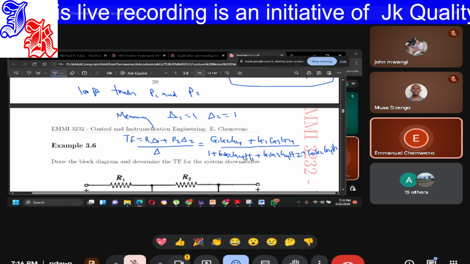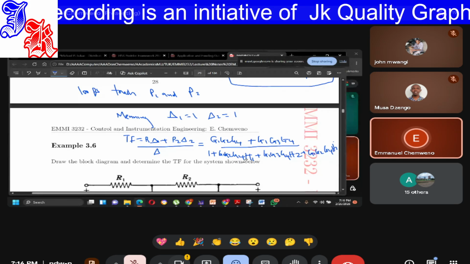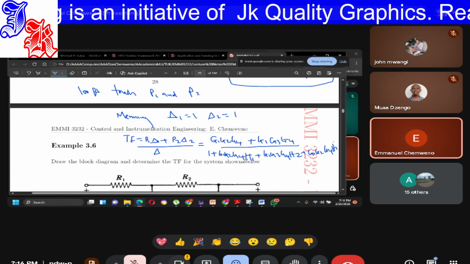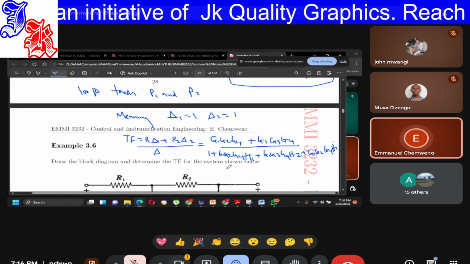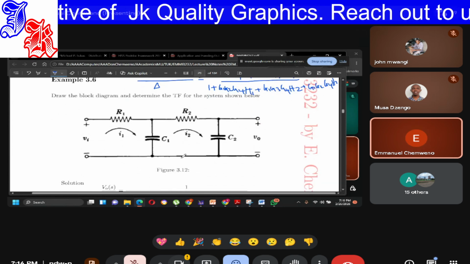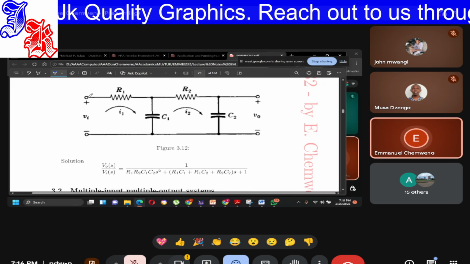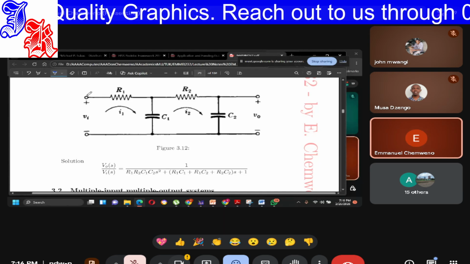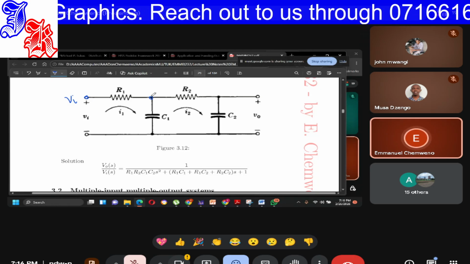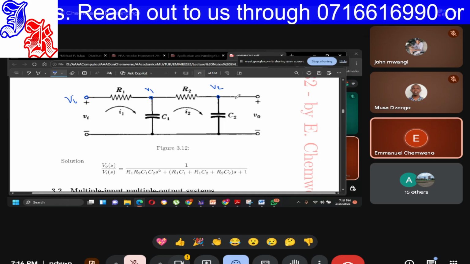Two more examples remaining. Just look at it shortly. The next example is this one. Now, I can identify various signals here. This VI, and call it this V1, V2, and V0.